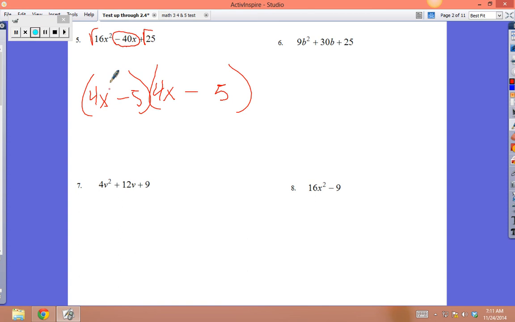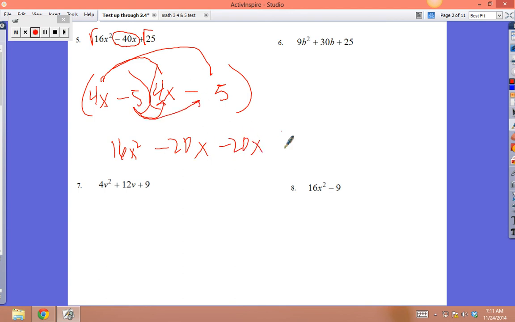And here's how they get that negative 40. 4x times 4x, that's 16x squared. 4x times a minus 5, that's a negative 20x. Negative 5 times 4x, that's another negative 20x. Negative 5 times negative 5, that's a positive 25. And so your negative 20x and your negative 20x give you a negative 40x. So if your middle is negative, then they're both going to end up being negative. But you can write it as 4x minus 5 squared.